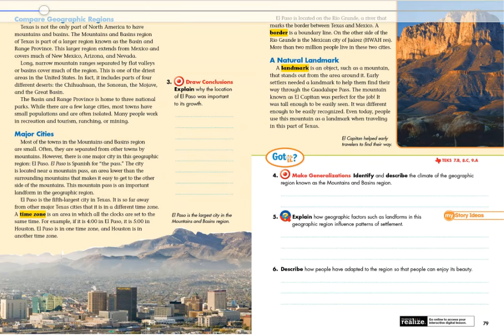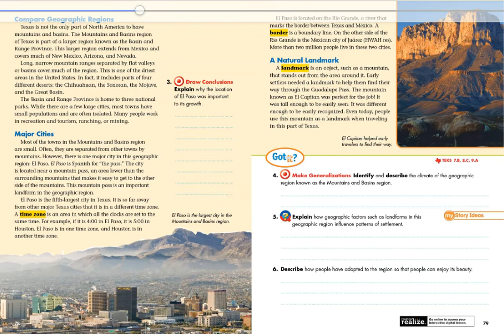Long, narrow mountain ranges separated by flat valleys or basins cover much of the region. This is one of the driest areas in the United States. In fact, it includes parts of 4 different deserts: the Chihuahuan, the Sonoran, the Mojave, and the Great Basin. The Basin and Range province is home to 3 national parks. While there are a few large cities, most towns have small populations and are often isolated. Many people work in recreation and tourism, ranching, or mining.